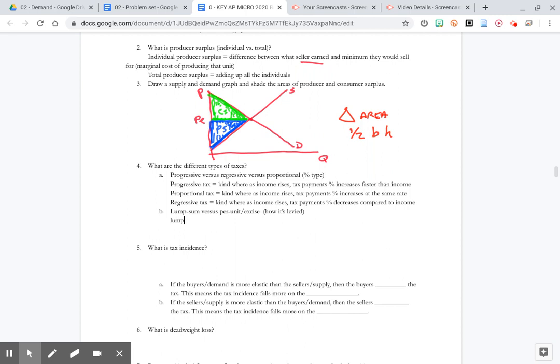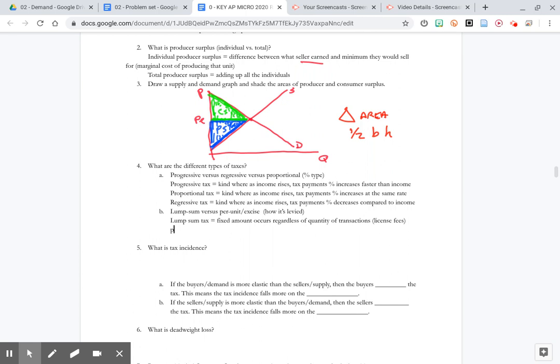Lump sum taxes. A lump sum tax is a fixed amount, and it occurs regardless of the quantity of transactions. This is like license fees, for example. It doesn't matter if you cut 500 haircuts a day or 5 haircuts a day, you have to pay a certain amount to be a licensed barber, right? That's the idea of a lump sum tax.